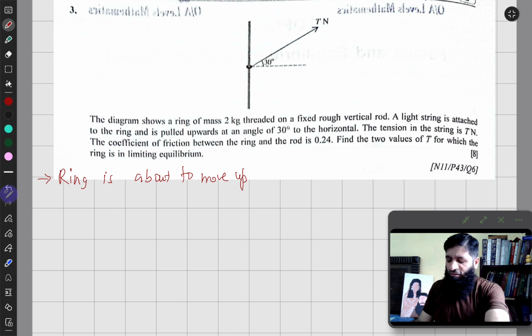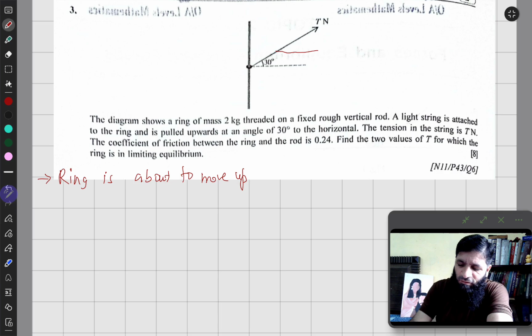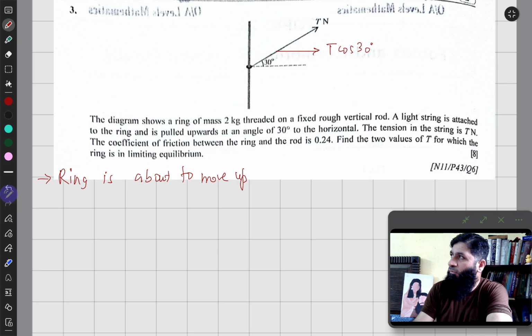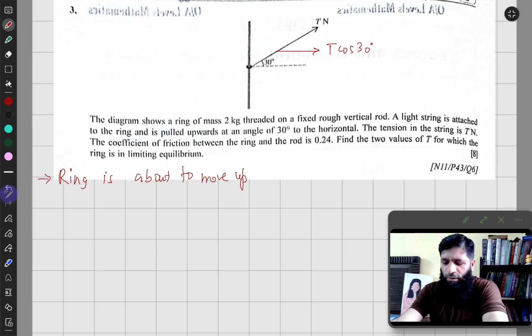Now in this case, if we resolve all the forces parallel to the movement and perpendicular to the movement, we will have these two components. This component will be T cos 30 degrees. This is the horizontal component of the external force, and this component will be T sin 30.